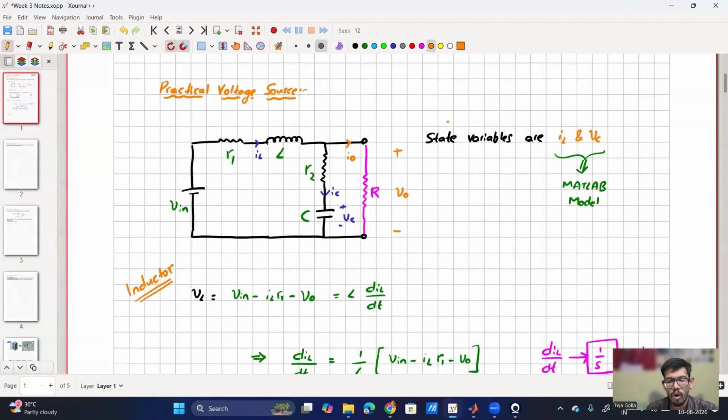So what do I know about the capacitor? I know for an inductor V equal to L dI by dt. For a capacitor, I know I equal to C dVc by dt. So I will write everything in terms of the capacitor current.